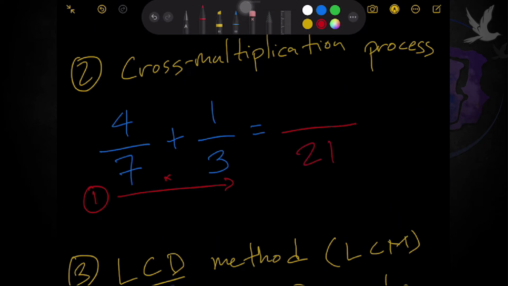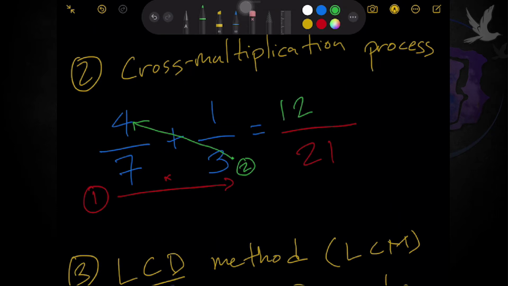That answer will be the answer of your new denominator. Okay. Next step is step number 2. Going from this point, multiply all the way, cross multiplication tayo, going this way. Just follow the flow na lang, no? Para you will get it logically. 3 times 4 will give you 12. So you write 12 here.